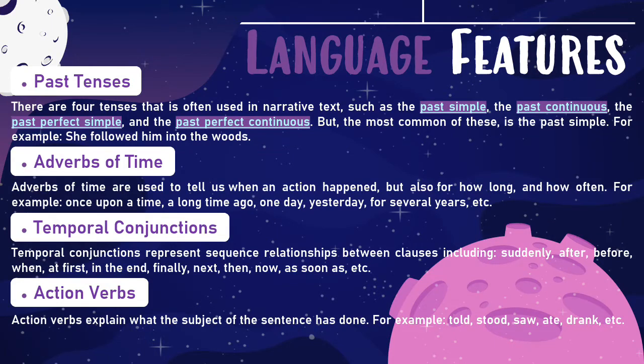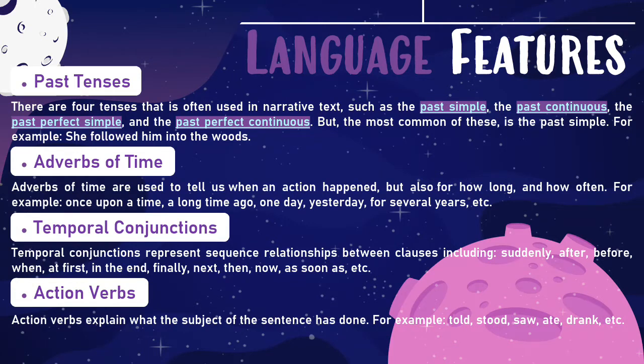The second one is adverbs of time that are used to tell us when an action happened, but also for how long and how often. For example, once upon a time, a long time ago, one day, and the list goes on. The third one is temporal conjunctions. They represent sequence relationships between clauses, including suddenly, after, before, and many more.